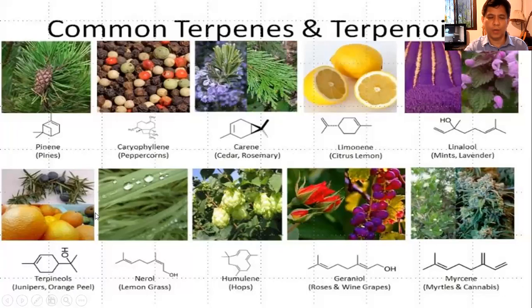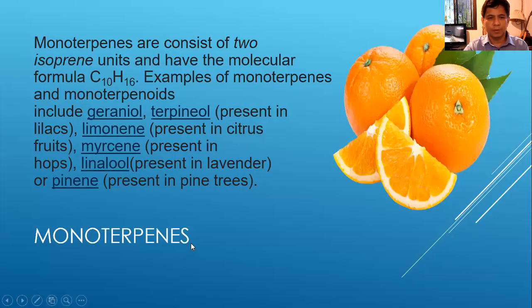Kung gaano siya ka-widespread, yung terpenes. Okay, let's talk about monoterpenes. These are the 10 carbon terpenes. So monoterpenes consist of two isoprene units and have the molecular formula C10H16. Now, the examples of monoterpenes and monoterpenoids include geraniol and terpineol. So terpineol is present in lilac.